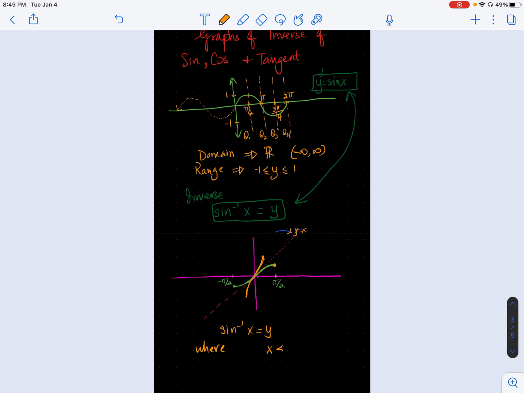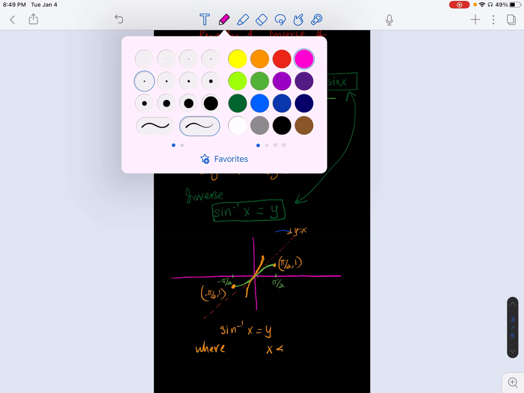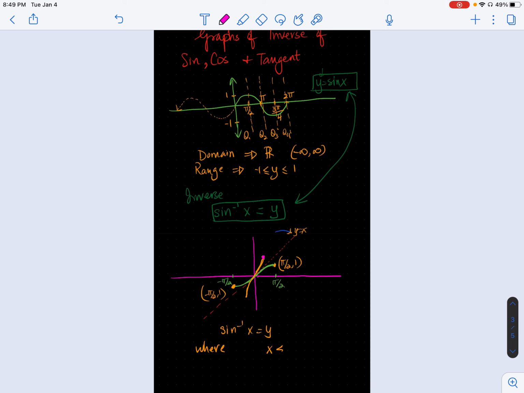If I were to label this point as pi over 2 comma 1, because that's the highest point, and this point right here would be negative pi over 2 comma negative 1. Now with the inverses, because the input and output swap roles, this point is going to become 1 comma pi over 2, the x and y swap roles, and the other point will become negative 1 comma negative pi over 2.